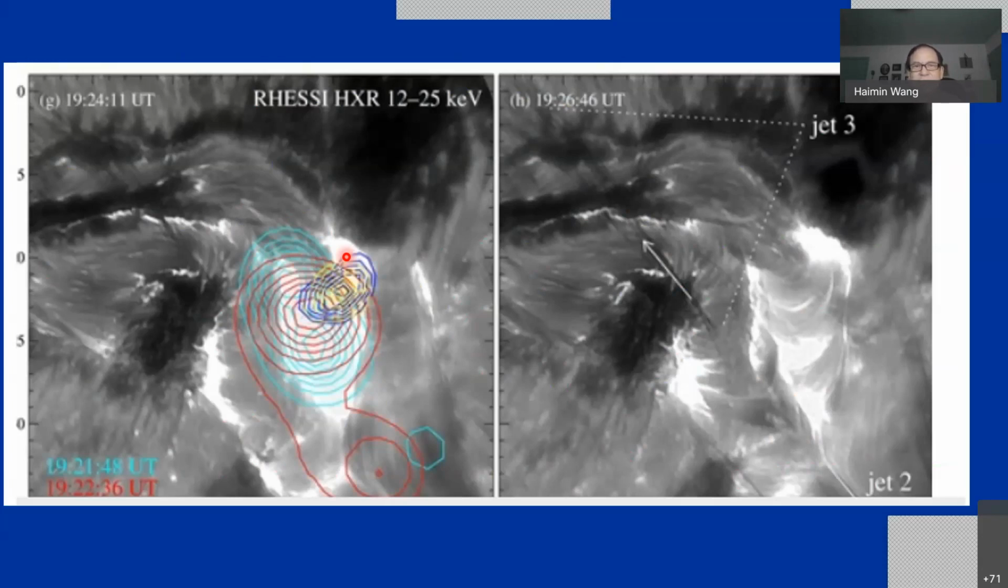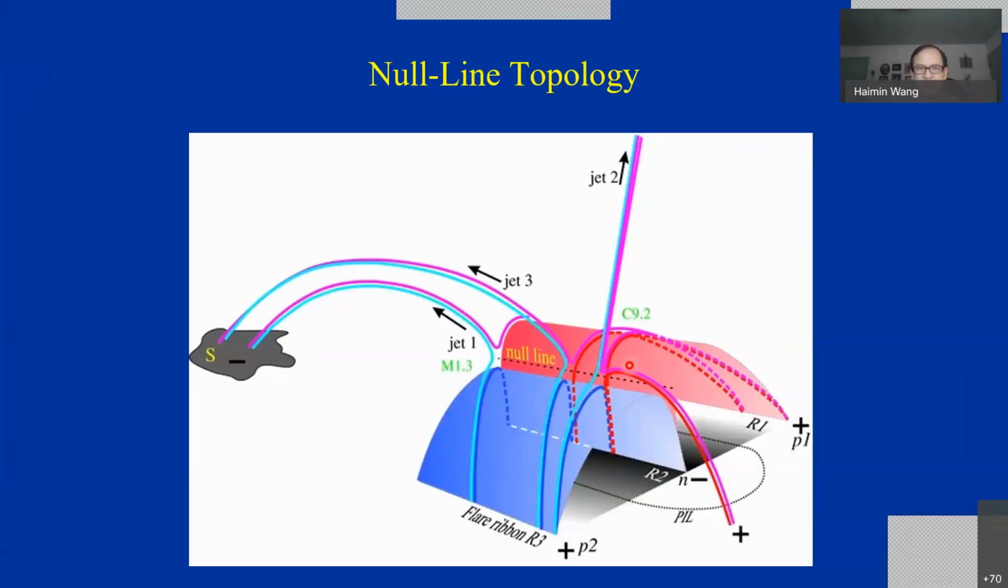And then we produce this concept, which is still debatable. I'm not going into the detail. You have a polarity inversion line here, and there are 2 loop systems. And here we construct a so-called null line instead of null point. But anyway, this is all due to the high resolution observation. We can disclose such a fine structure.